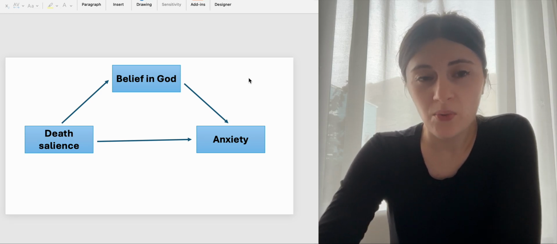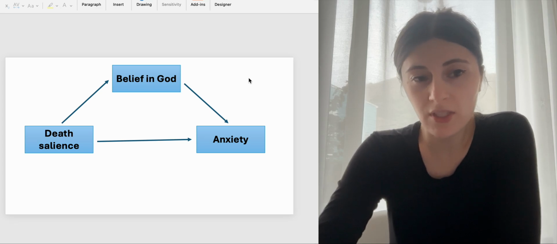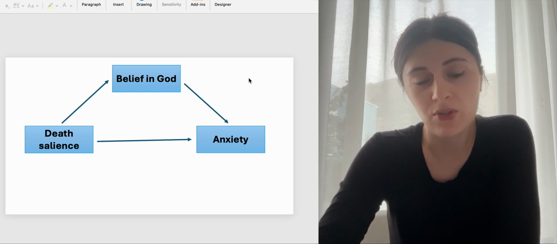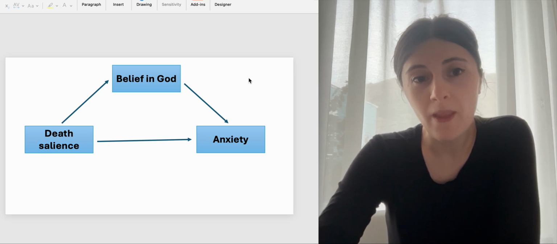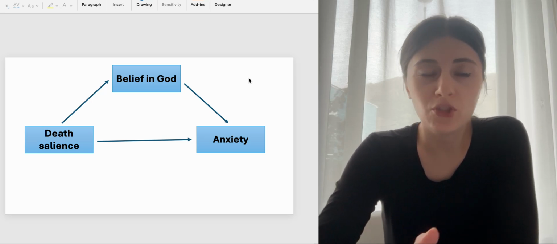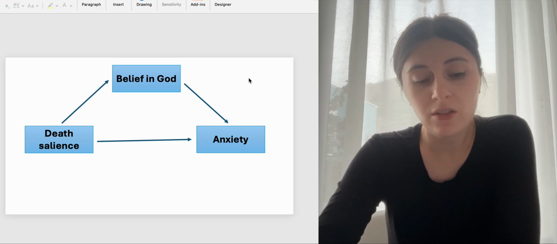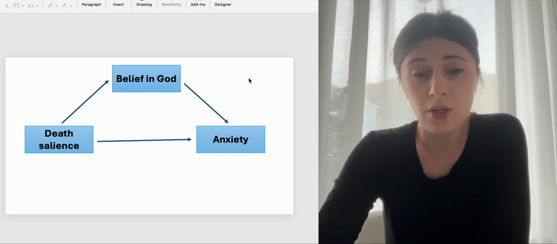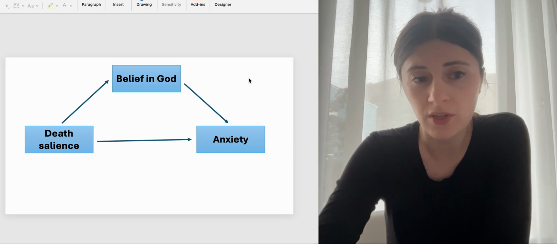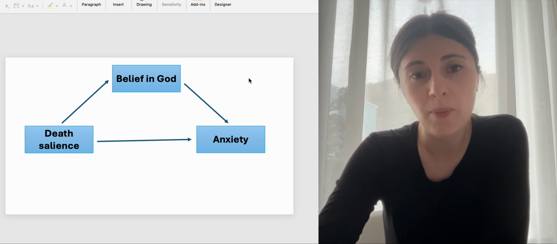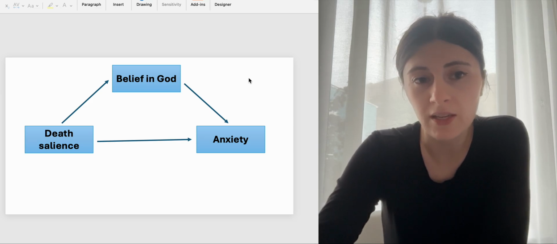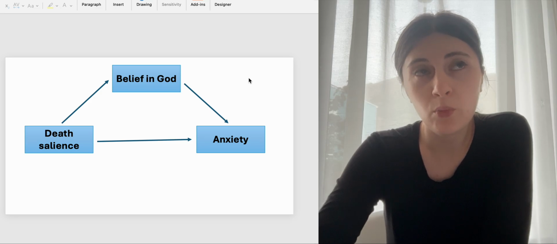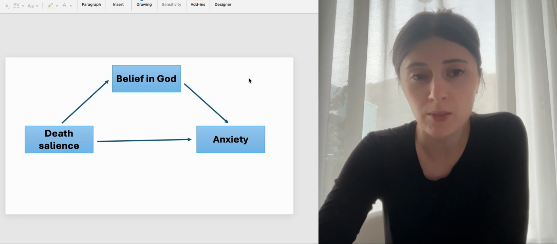And this is how we understand why death salience decreases anxiety, because of the mediator, the belief in God. This potential finding can contribute to our theory, in particular terror management theory, which studies the psychological effects of death salience. And this is how mediation can be very useful for developing and testing psychological theories. It's very important for us to understand how these mechanisms work, not just claim that there is an effect and it's positive or negative.